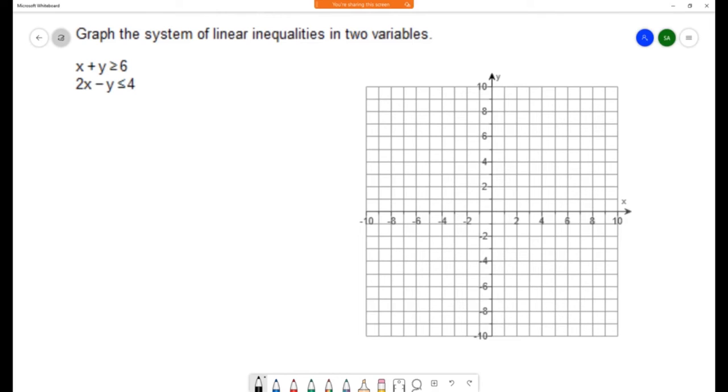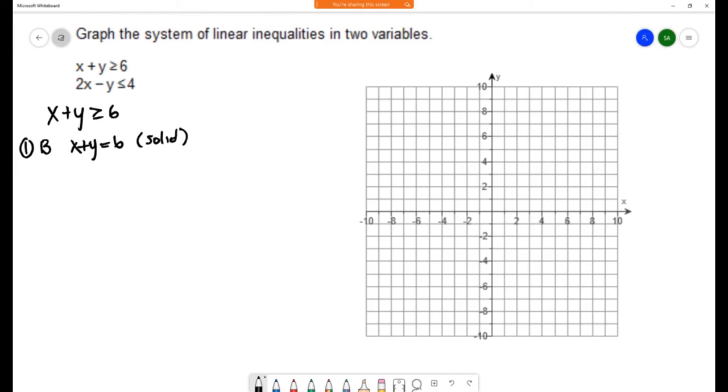So let's start with the inequality x plus y is greater than or equal to 6. We'll start by graphing the boundary line. So I'll label that with B as boundary. And the boundary line will be x plus y equals 6. I replace the inequality symbol with an equal symbol. Since our inequality has the equal to, we will draw our boundary line as a solid line, and the solid line indicates that the points that are on the boundary are included in the solution set.